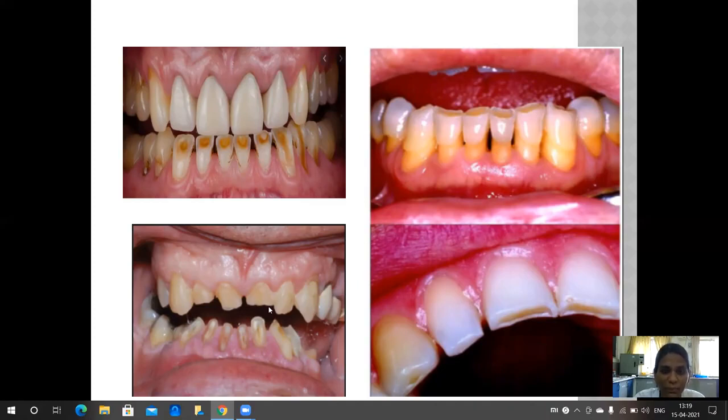The third and fourth pictures depict the severe form of attrition. In the third, the innermost layer, that is the pulpal layer, is exposed. In the fourth picture, the second layer, that is the dentinal layer, is exposed.